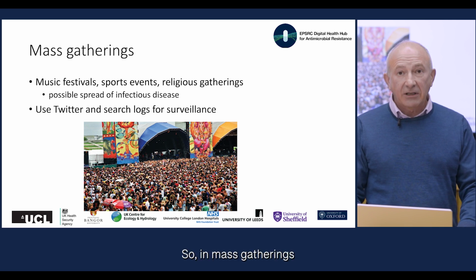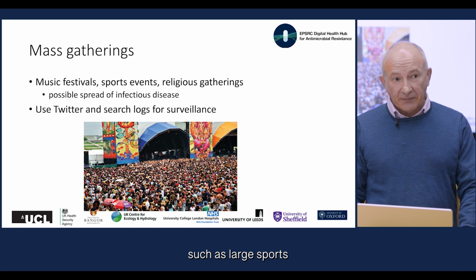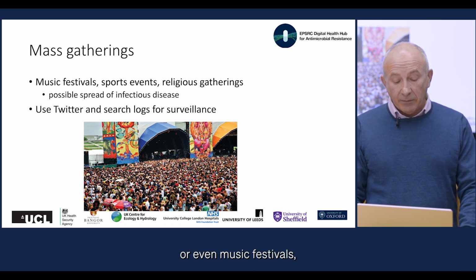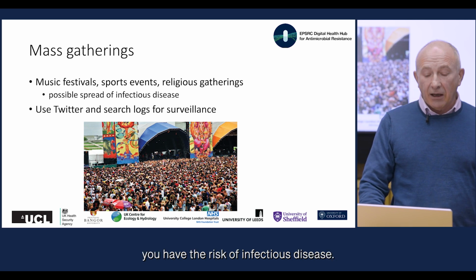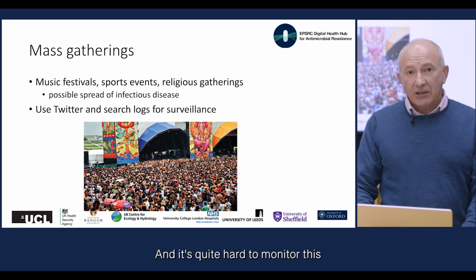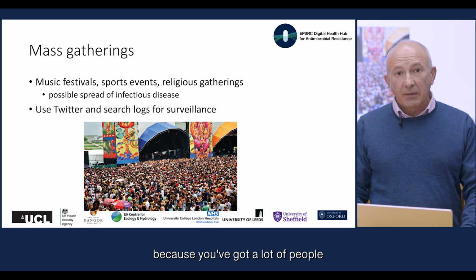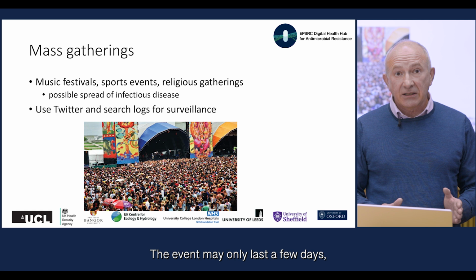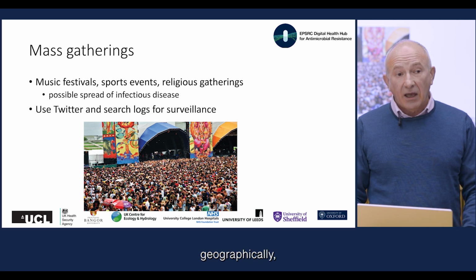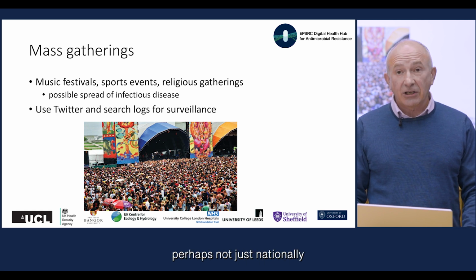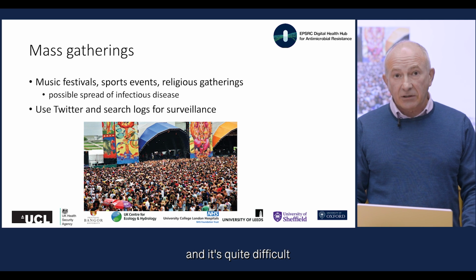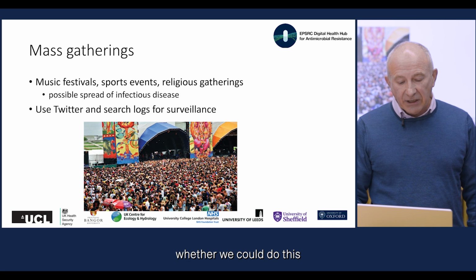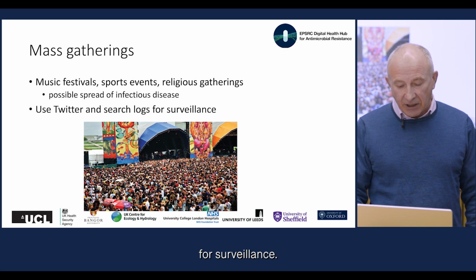So in mass gatherings, such as large sports events like the Olympics or religious events like the Hajj, or even music festivals, you have the risk of infectious disease. And it's quite hard to monitor this because you've got a lot of people coming in very quickly. The event may only last a few days, and then they disperse geographically, perhaps not just nationally but internationally, and it's quite difficult to continue to monitor people. So we looked at whether we could do this using Twitter and search logs for surveillance.